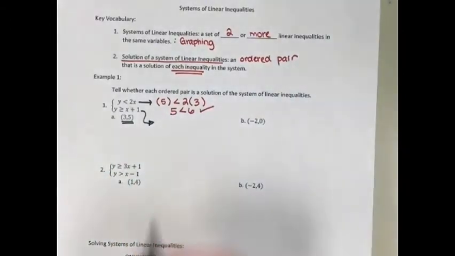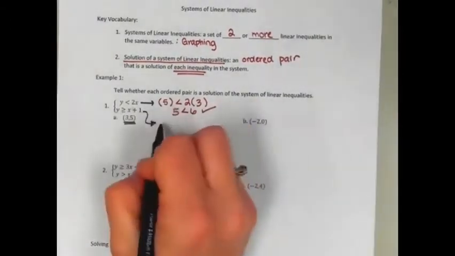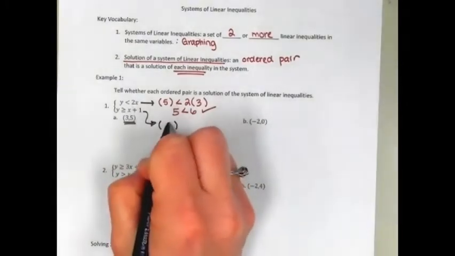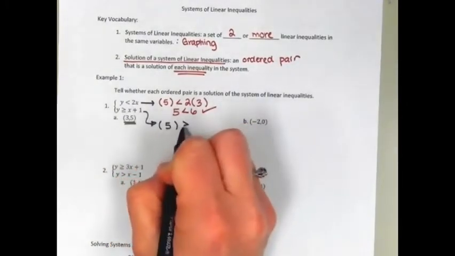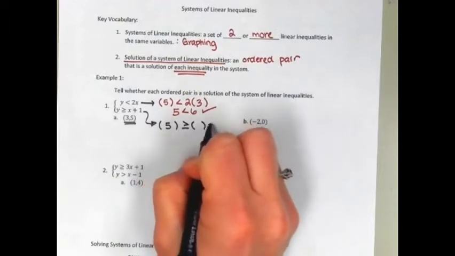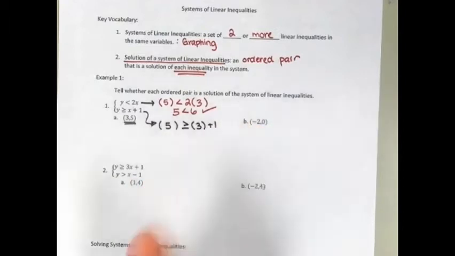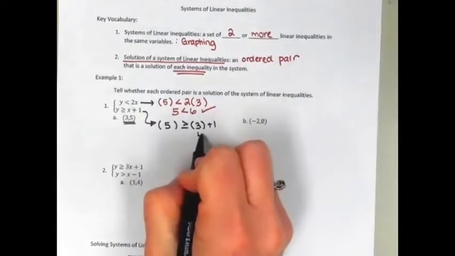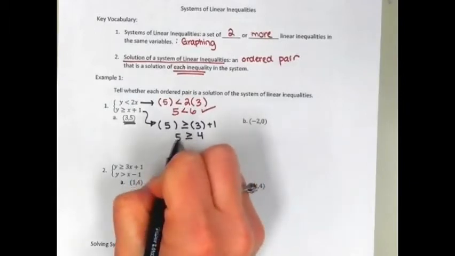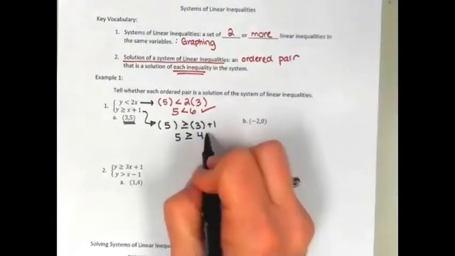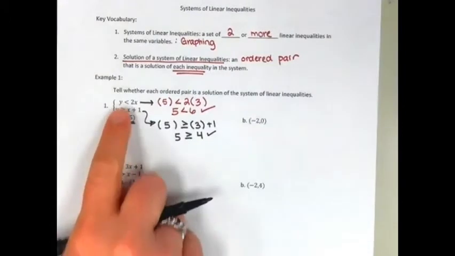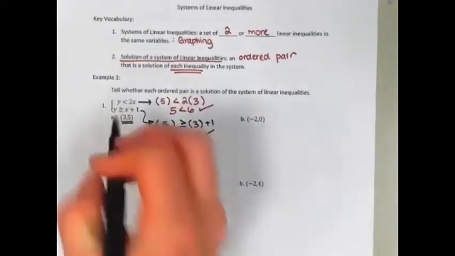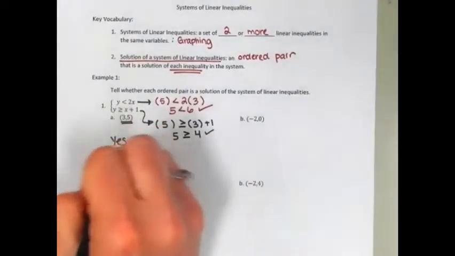Okay. So let's look at the next one. What's my y coordinate? 5. Is that greater than or equal to, what's my x? 3. And what's 3 plus 1? 4. Is 5 greater than or equal to 4? Yes, it is. So is (3, 5) a solution to this system? Yes, it is.